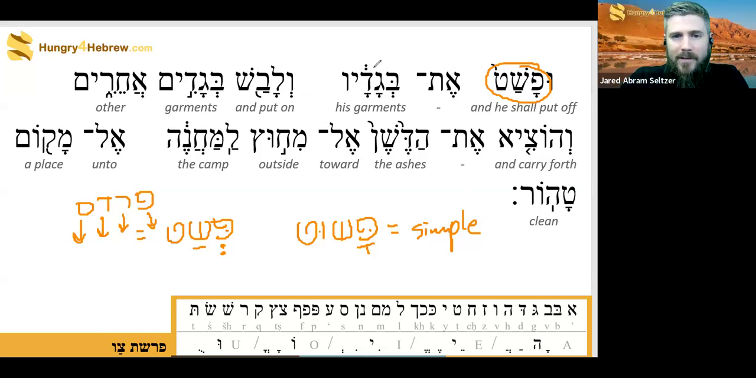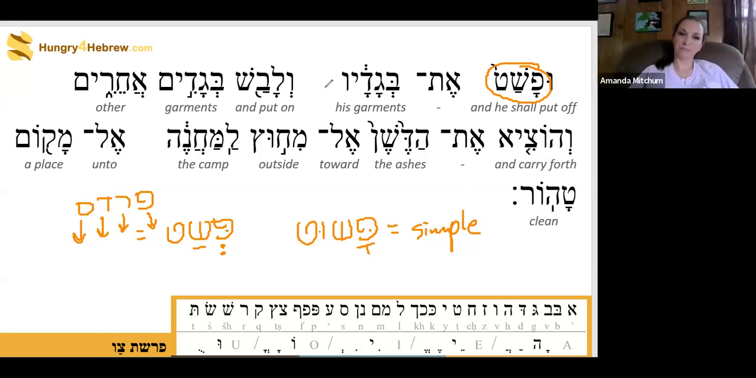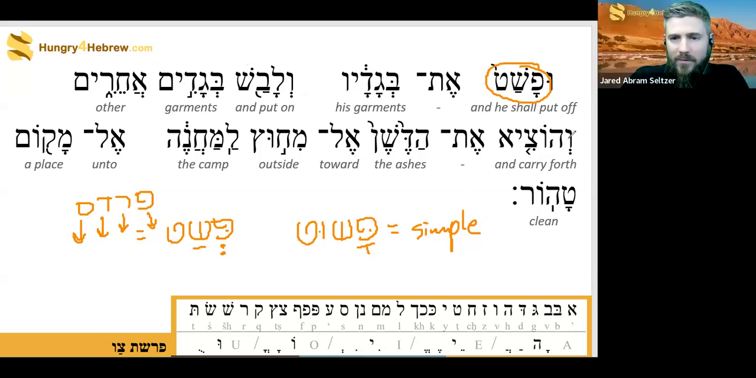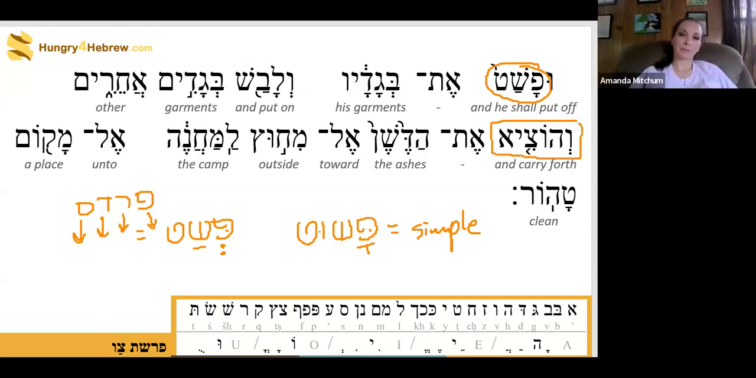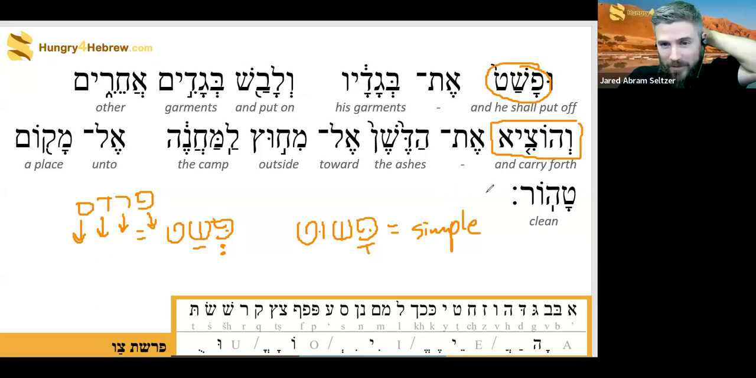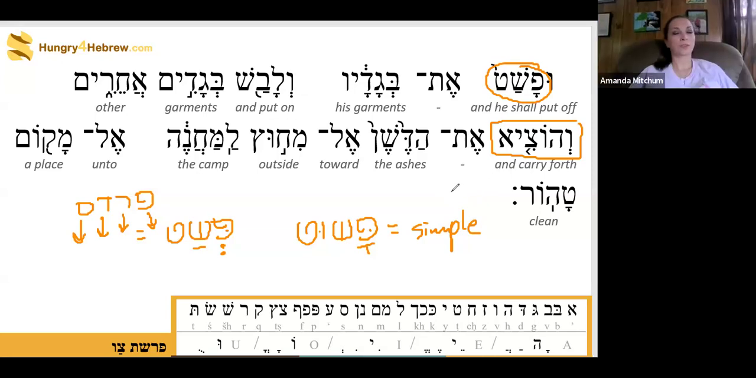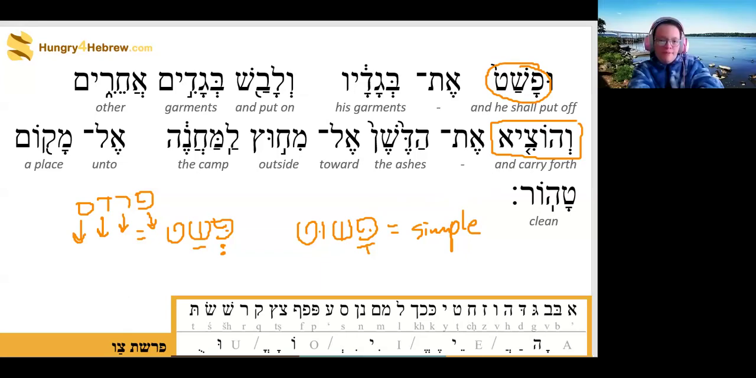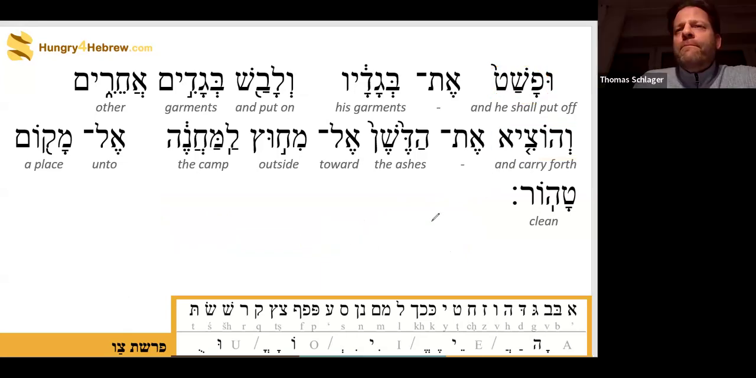All right. It's begadav, his garment. Velavash begadim acherim, and he shall wear other garments. Vehotzi, what's the root of vehotzi? Chutz. Hey, Vav, Tzadi. Yatza. Very good.